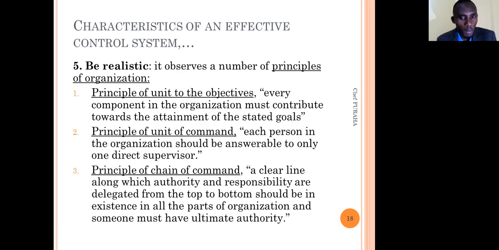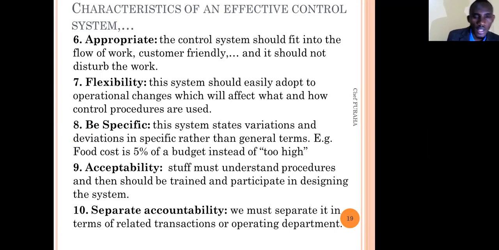Principle of chain of command. We must have a clear line along which authority and responsibility are delegated from the top to the bottom. So it must be clear that this person is the one that has the ultimate authority. The next is this one. The next is this one. The last one in authority is this one. So it must be clearly identified.